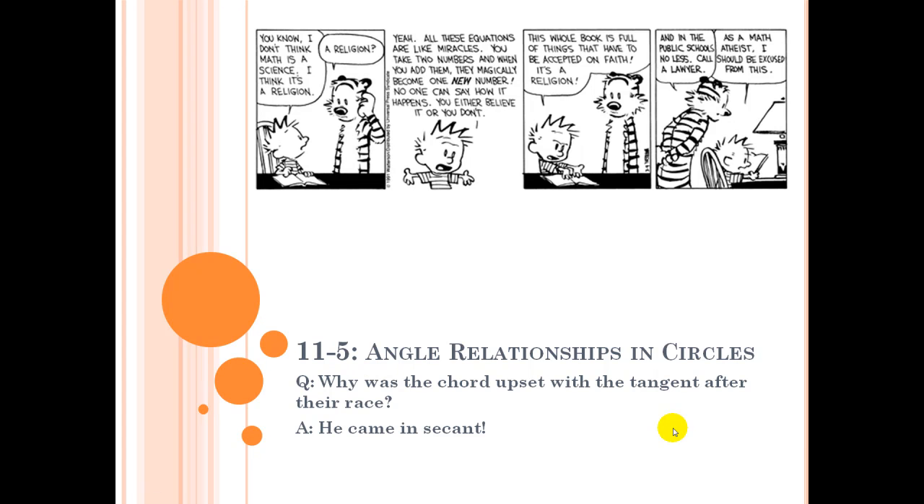Tonight we're going to talk about some angle relationships in circles. So we've been talking about circles. We've been talking about secants and tangents and chords and all that kind of good stuff. Tonight we're going to talk about what happens when you have those different segments and lines all intersecting, what happens to the angles with regards to the circle.